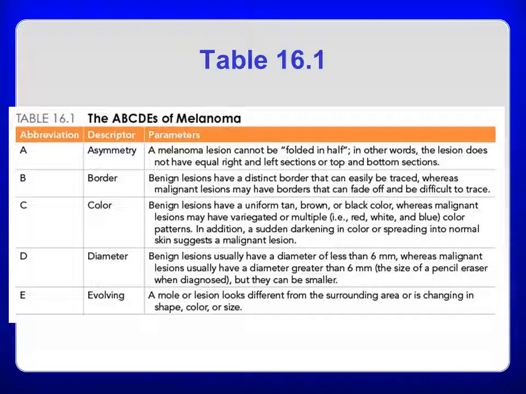So you look at asymmetry. In other words, if you take the mole and fold it in half, does it have equal right and left sides? Is the border regular? In other words, does it have a very distinct round border, or is it a border that kind of fades off or is difficult to trace? Look at the color. The diameter: typically, cancerous moles tend to be greater than 6 millimeters. It doesn't mean that if it's small it can't be skin cancer, it's just highly unlikely. And evolving: does it seem to be changing in shape or size?